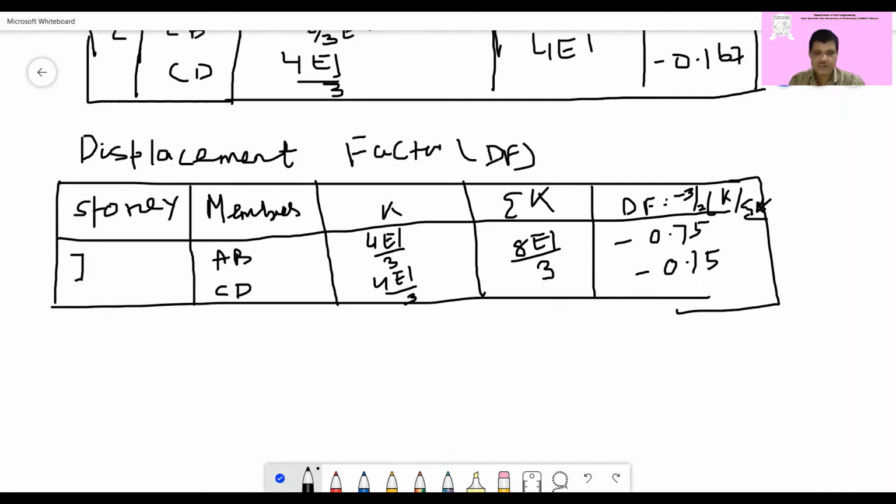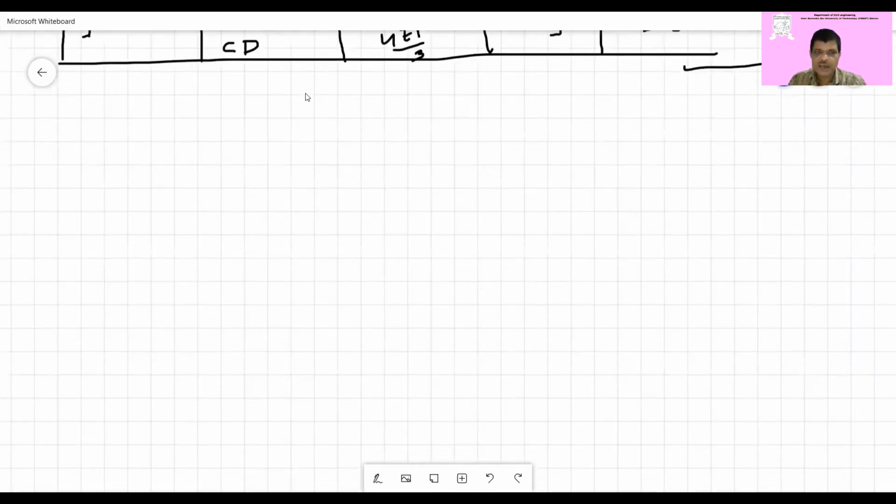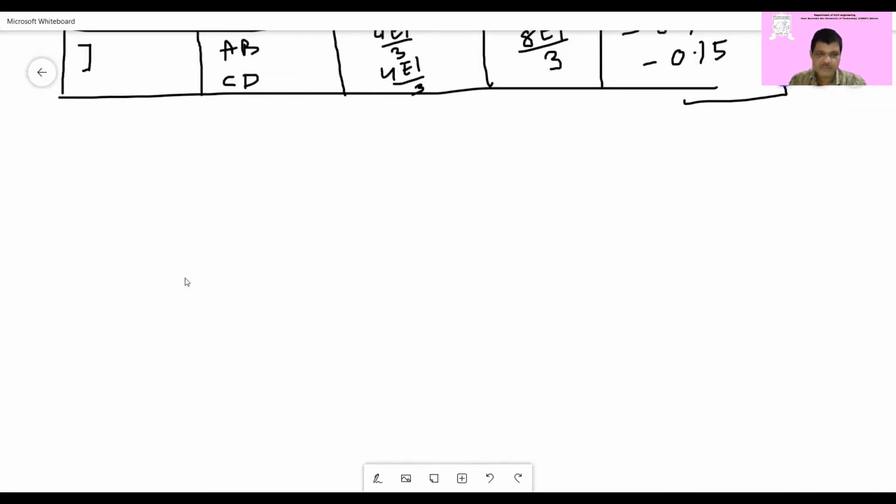Let us do this in tabular form, or draw this diagram to make the distribution. How to make the distribution now? It is very important. Earlier you have seen the rotation factor distribution. Now you have to consider rotation as well as displacement. You have to make this tabular form. Let us see.